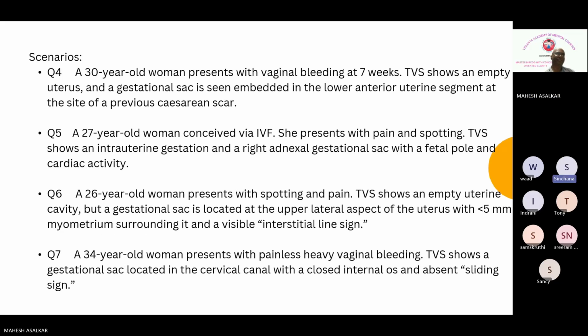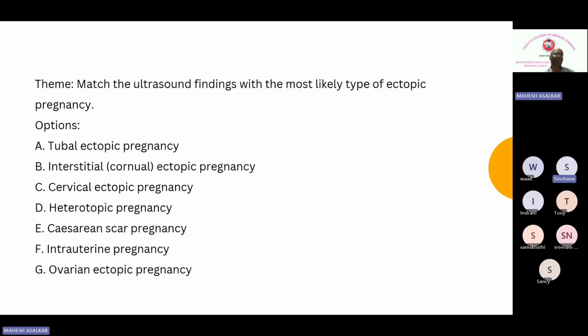A 26-year-old woman presents with spotting and pain. TVS shows an empty uterine cavity, but the G-sac is located at the upper lateral aspect of the uterus with less than 5 mm myometrium surrounding it and a visible interstitial line sign. Diagnosis is interstitial ectopic pregnancy. B. Correct.